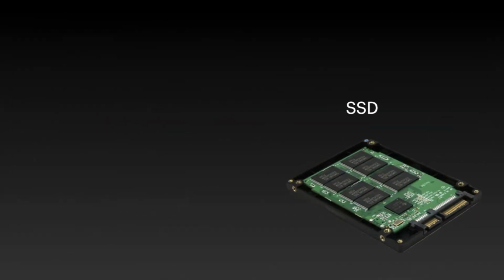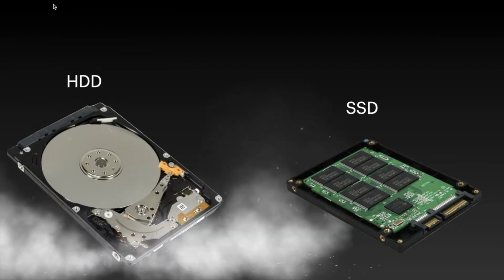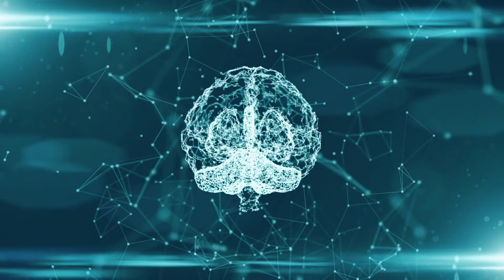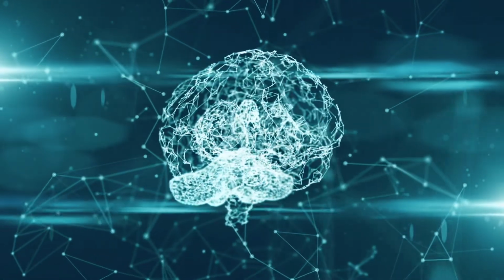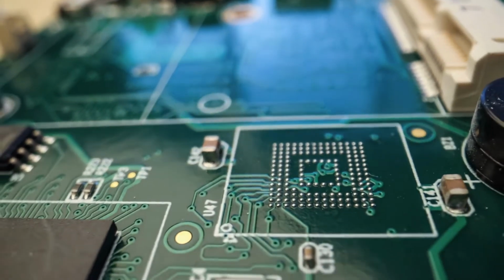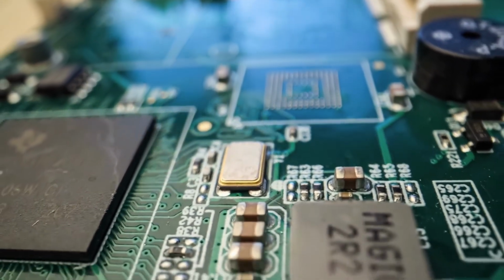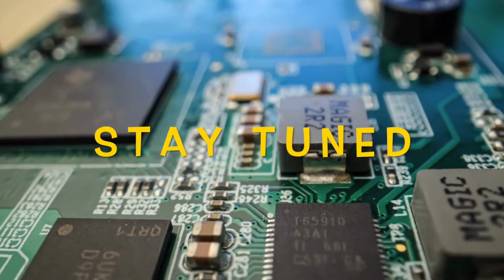There are two types of hard drives: solid-state drives, SSD, and hard disk drives, HDD. Solid-state drives are more complicated, so in this video I will focus on HDDs, but in a future video I will discuss the workings of solid-state drives, so stay tuned.